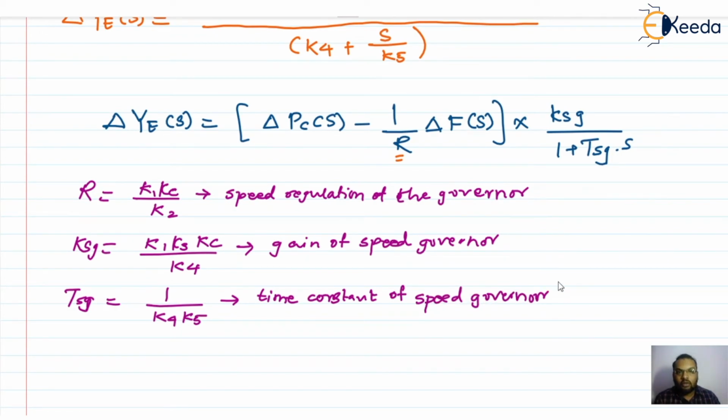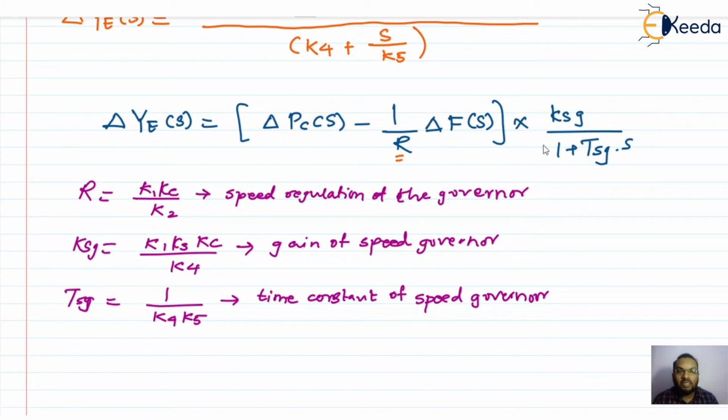Okay, so you see here what equation we have got. What is the meaning of this equation? See, this is ΔYe(s). It is nothing but the change in the position of E, or we can say it is the valve setting. Okay, it is because of the commanded power, or it is because of the change in frequency. So valve setting changes either because of change in commanded power or change in the frequency.